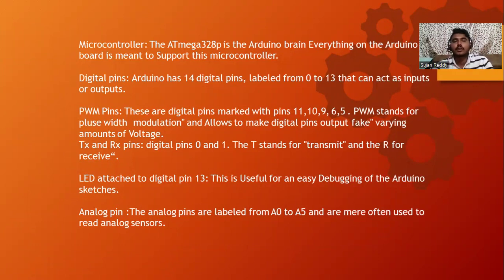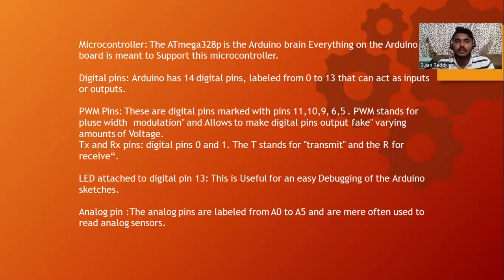Let us explore all the parts, the body parts, that are there in the Arduino Uno. Especially, it will contain a microcontroller, the ATmega328P, which is the Arduino's brain. Everything on the Arduino board is meant to support this microcontroller.